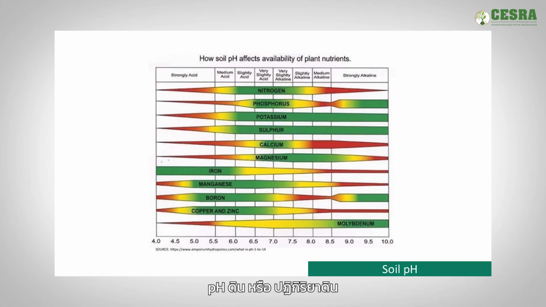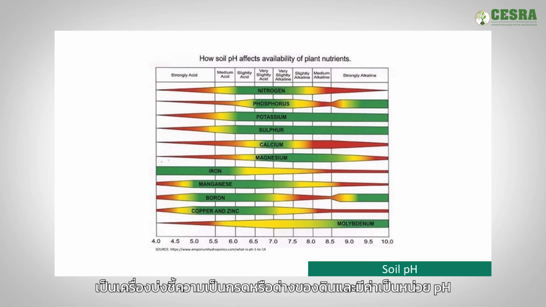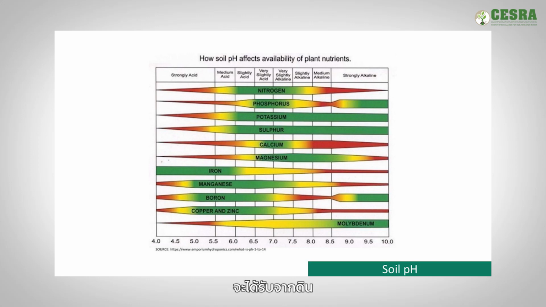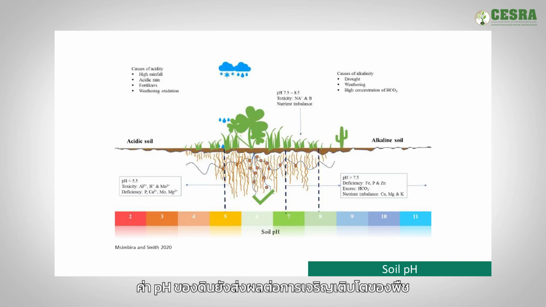Soil pH or soil reaction is an indication of the acidity or alkalinity of soil and is measured in pH units. The effect of soil pH is great on the solubility of minerals or nutrients. 14 out of 17 essential plant nutrients are obtained from the soil. The soil pH can also influence plant growth by its effects on the activity of beneficial microorganisms.